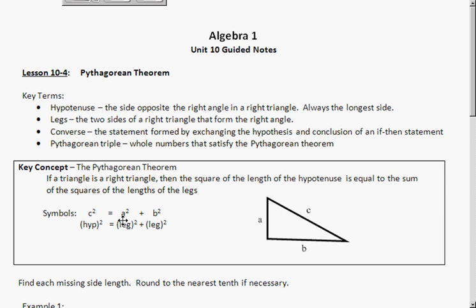When you hear Pythagorean Theorem, you need to memorize the equation. This is what should pop into your head: a squared plus b squared equals c squared. If you look down here, a and b are your legs. They're the two smaller sides of a right triangle. Pythagorean Theorem deals with right triangles. Opposite of your right angle is side c, known as your hypotenuse, the longest side.